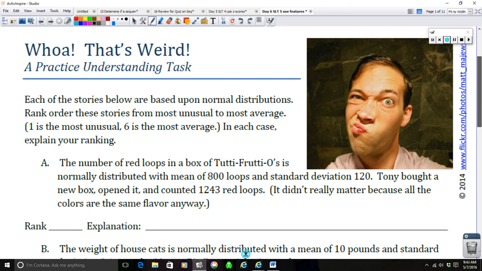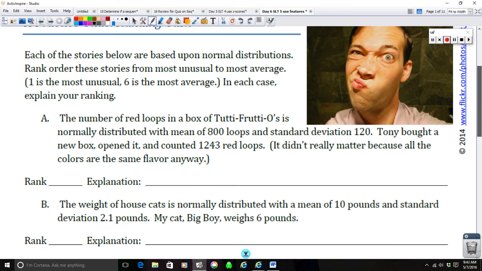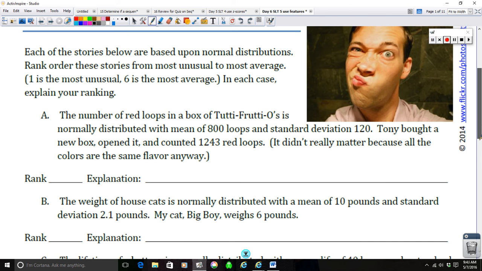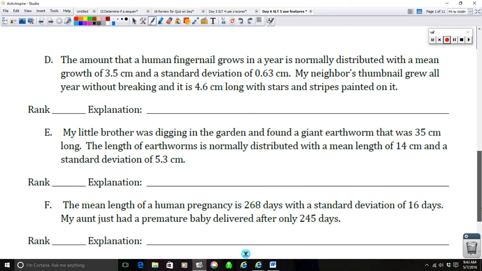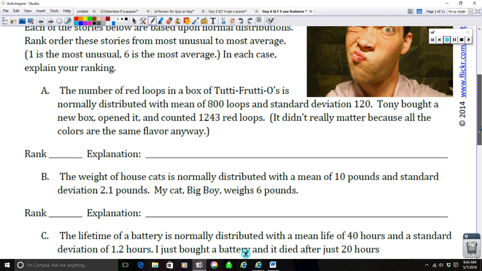All right. We are comparing a whole bunch of different scenarios here. So in order to rank them and explain, what you really need to do here is to find a z-score for each one. Because you need to compare different situations to each other, the easiest way to do that is to normalize them or standardize them. So we're going to standardize them by giving each one a z-score.